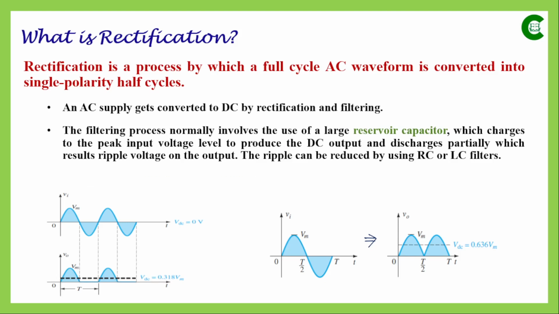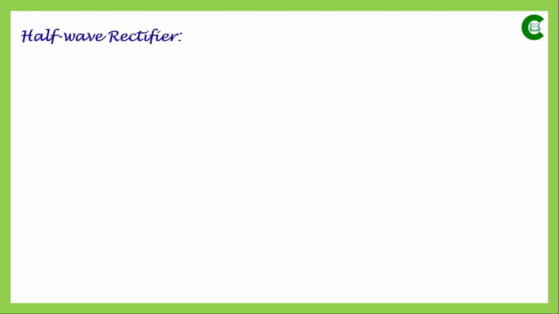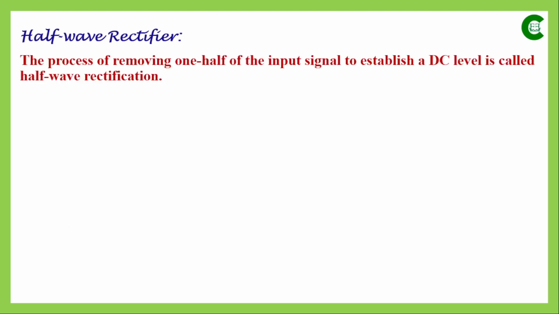The circuit which is responsible for this rectification process is called a rectifier, and we have broadly two types of rectifiers: half-wave rectifier and full-wave rectifier. Now we will throw a little more light on this classification. Let's talk about the half-wave rectifier first. The process of removing one half of the input signal to establish a DC level is called half-wave rectification. That means for the full cycle input signal, in the output we'll get either the positive cycles or the negative cycles, and the other part will vanish in the output.